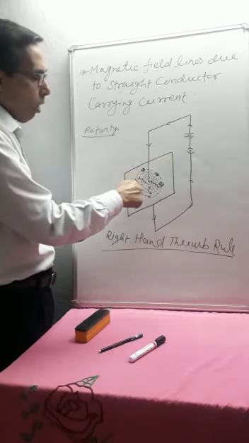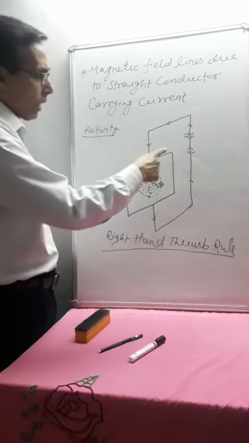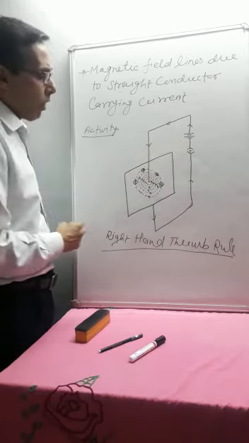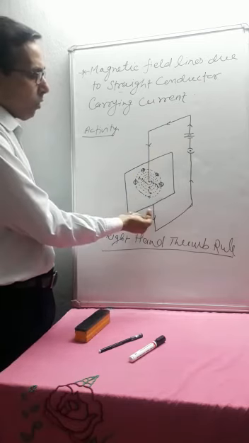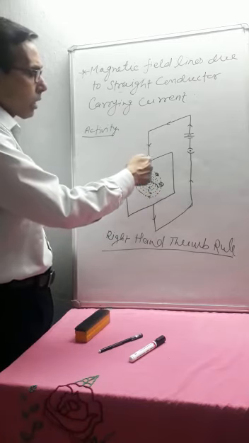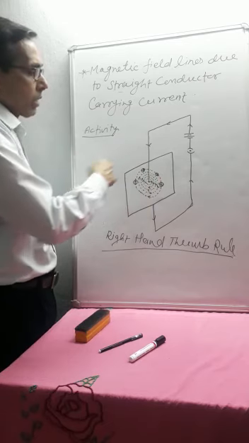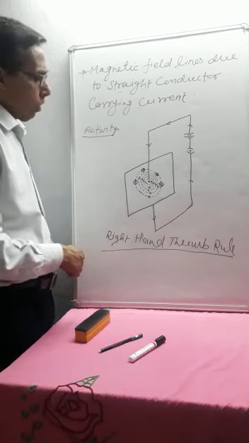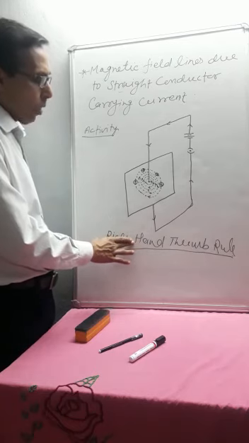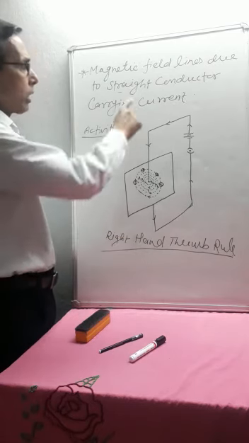That is clockwise direction. But if you reverse the direction of current by changing the polarity of the battery, then we will find that the direction of current will be in the upward direction and the direction of magnetic field lines around this current carrying conductor will be anti-clockwise. So the right hand thumb rule is used to find the direction of magnetic field lines due to current flowing through a straight conductor.